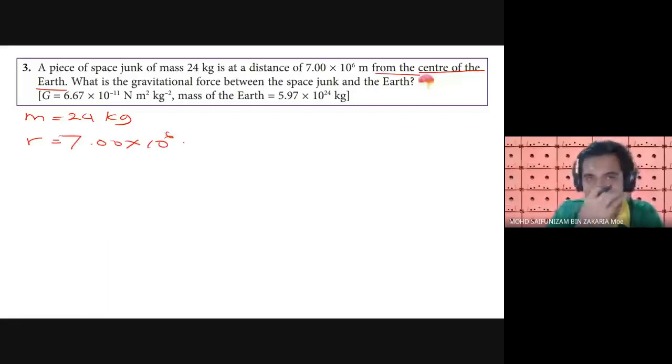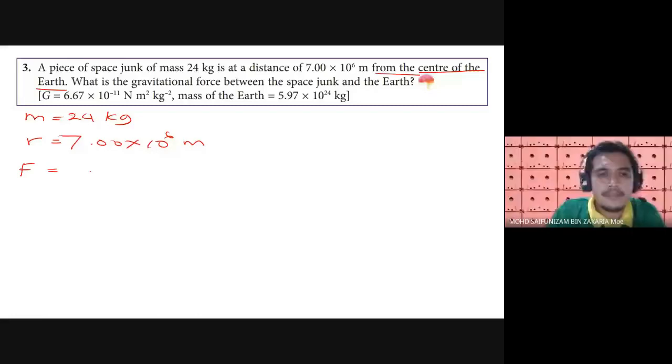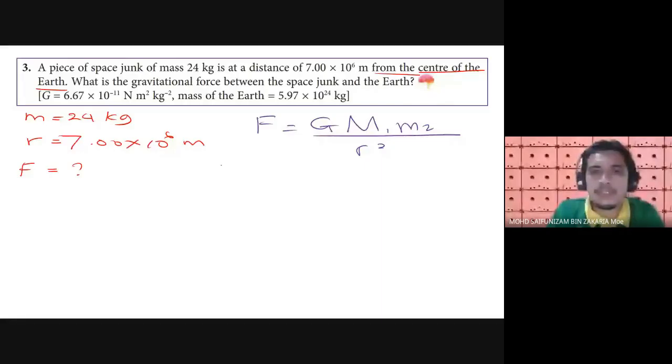So what is the gravitational force between the space junk and Earth? The question needs us to calculate the gravitational force. So what is the equation of the gravitational force? F equal to G M1 M2 over R squared. Then we substitute the values in our equation.